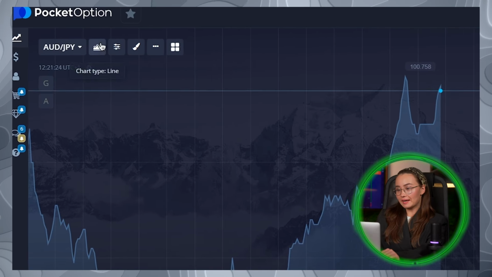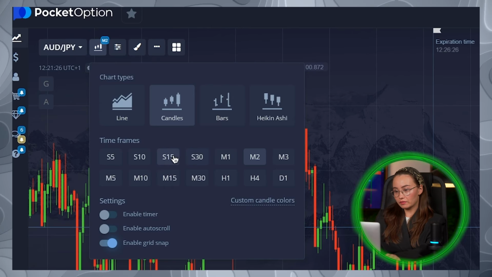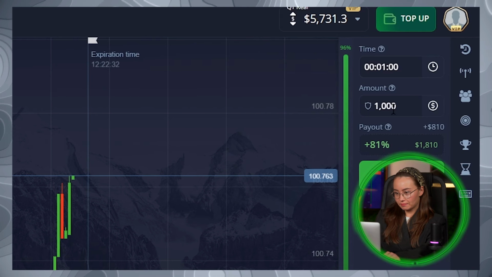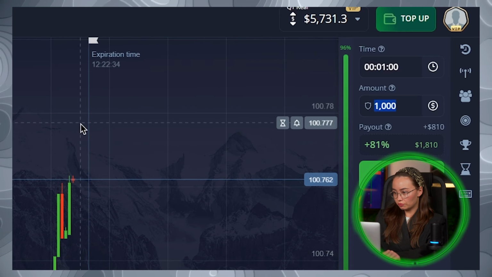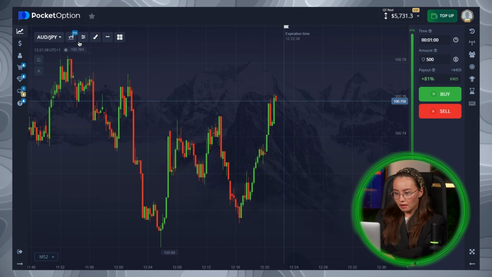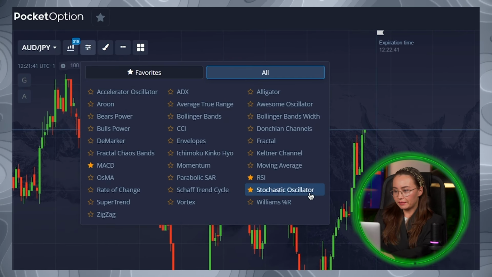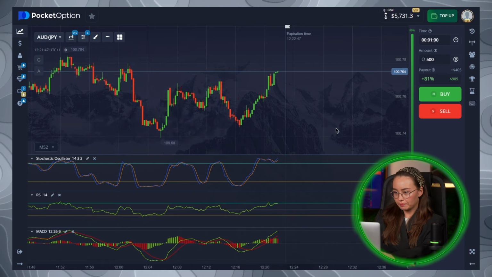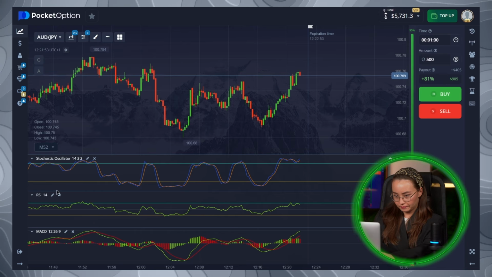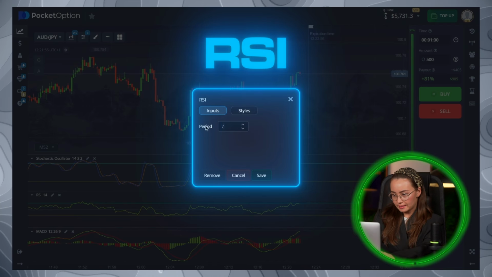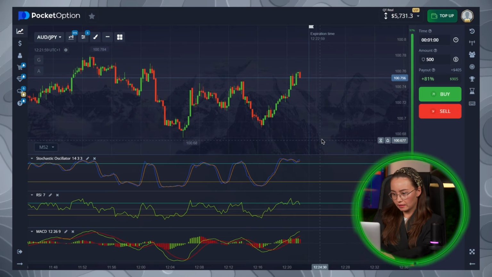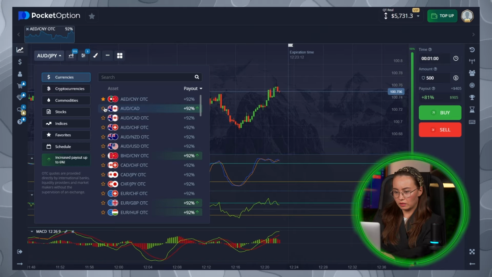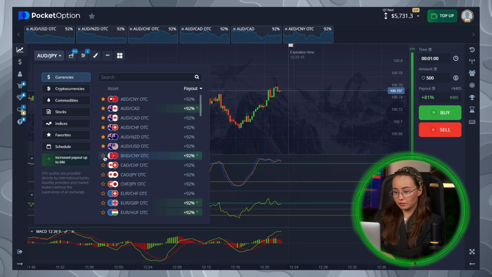Alright, let's start with the setup. I'm switching to candles with this 15-second time frame. Trade duration 60 seconds. Adjusting the trade amount to 500. Now let's add the indicators. These are 3 accelerators: Stochastic, RSI and MACD. Here they are. We'll only change the RSI, setting its period to 7, and that's it. Adding our currency pairs and we are ready to trade.